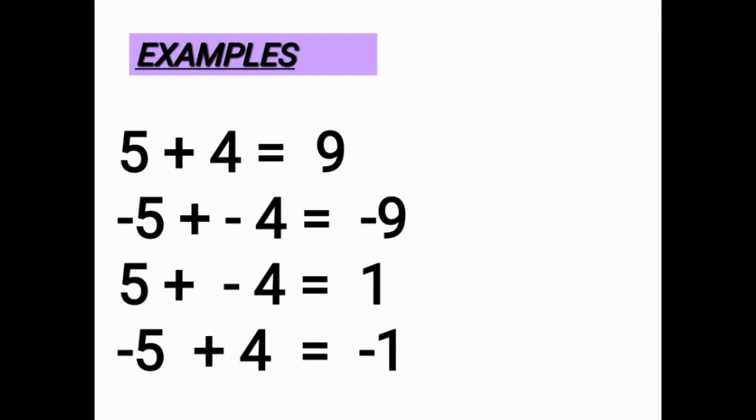Let's take a look at these examples. 5 plus 4 equals 9, minus 5 plus minus 4 equals minus 9. The sign is the same. Now, when you add 5 and minus 4, your answer will be 1, that is plus 1. Considering 5, the integer with a larger value is positive. When you add minus 5 and plus 4, your answer is minus 1 as the sign of the integer with a larger value is negative.